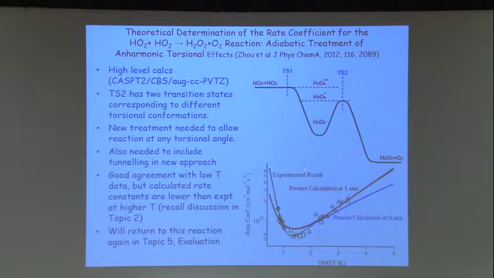So this is what the surface looks like. And again, it involves two transition states. So HO2 plus HO2 can come in together and form H2O4.